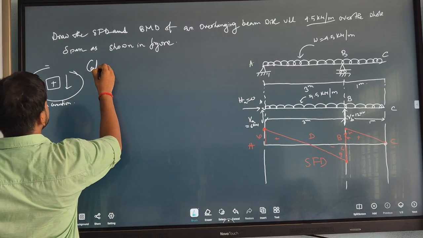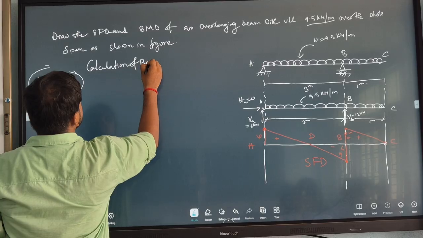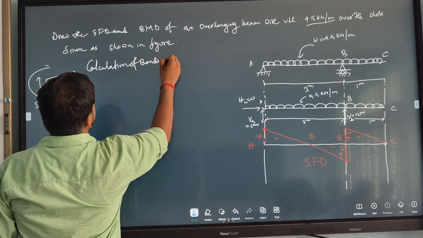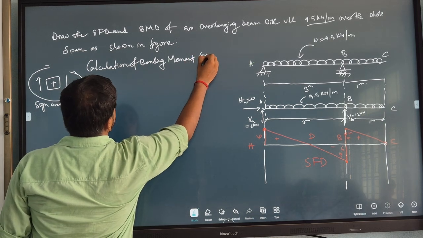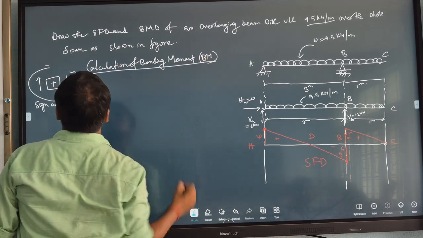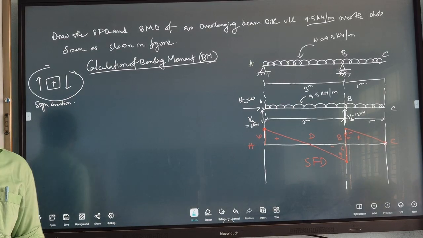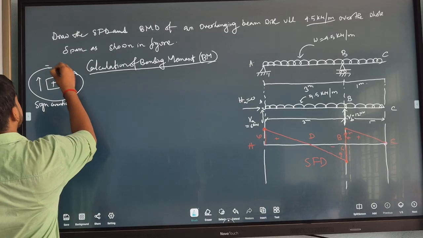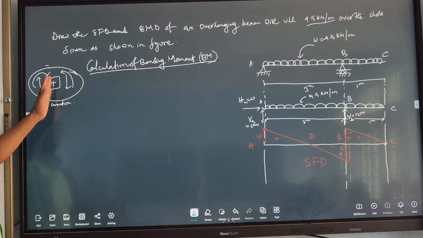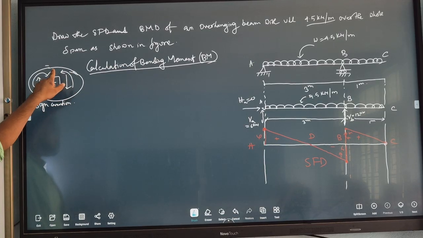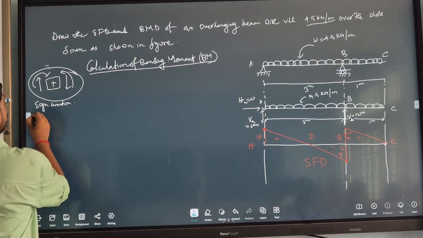Calculation of bending moment. First, sign convention: sagging positive and hogging negative. So sagging becomes like this. That means towards the right side of the section anti-clockwise is positive, towards the left side of the section clockwise is positive. And minus is the opposite.